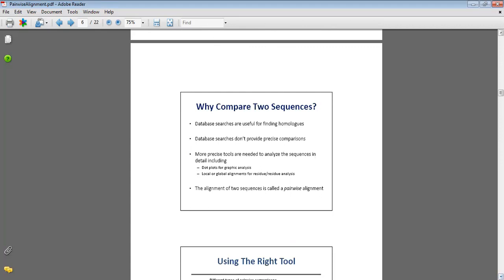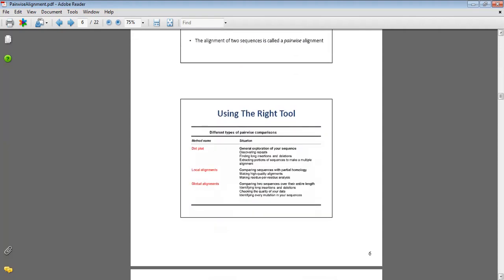By comparing two sequences, database searches are usually useful for finding homologous sequences. Database searches don't provide precise comparison. More precise tools are needed to analyze the sequences in detail, including the dot plot method and the local and global alignment methods. The dot plot method is a general exploration of the sequence, discovering repeats, finding insertions or deletions, and extracting portions of sequence to make a multiple alignment.